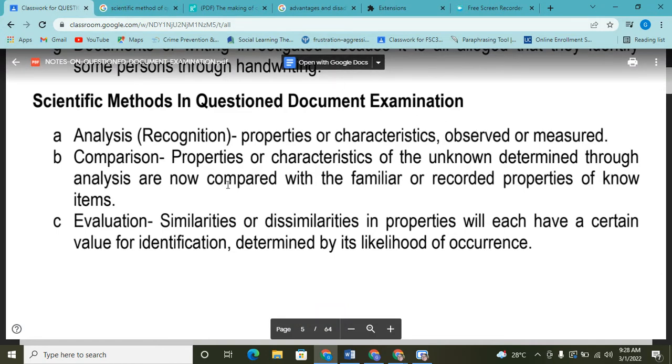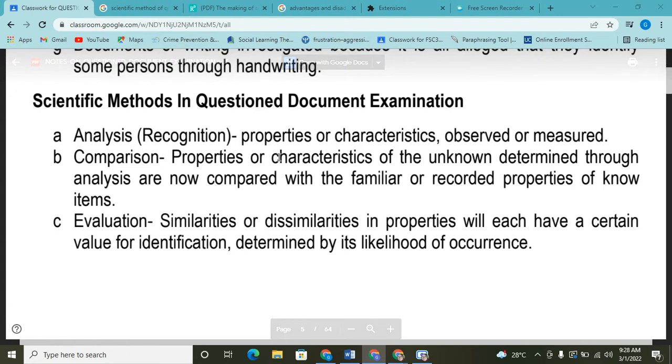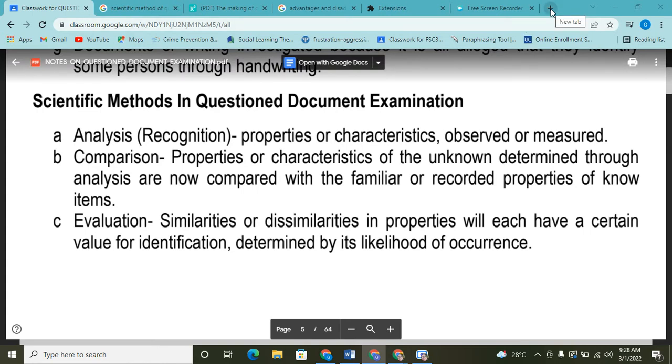So can you please read the first one? Analysis, recognition. Properties or characteristics observed or measured. All right, thank you. So meaning to say, your analysis focuses on the part of identifying the different properties or characteristics of writing which can be measured. You need to remember, do not worry on the later part. I will show you some examples. Kay itakol man na nato the different characteristics of handwriting. But para dili ta masigig up and down ani, I will just use another tab to show you.